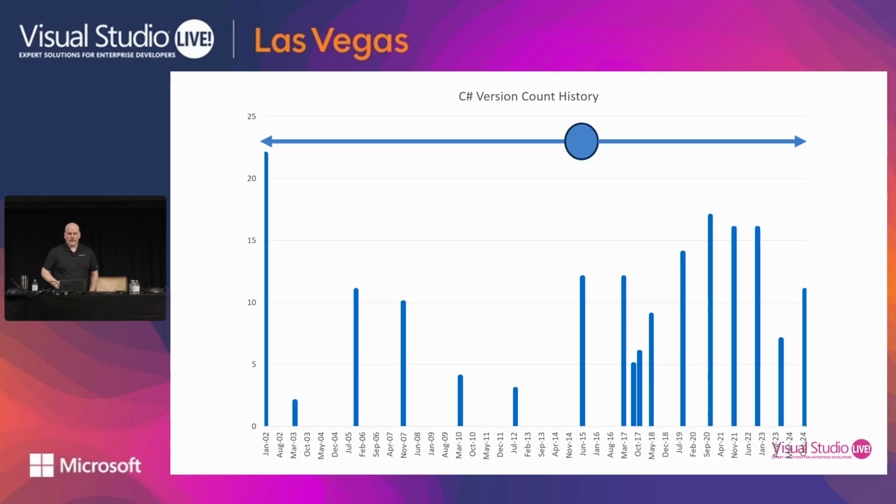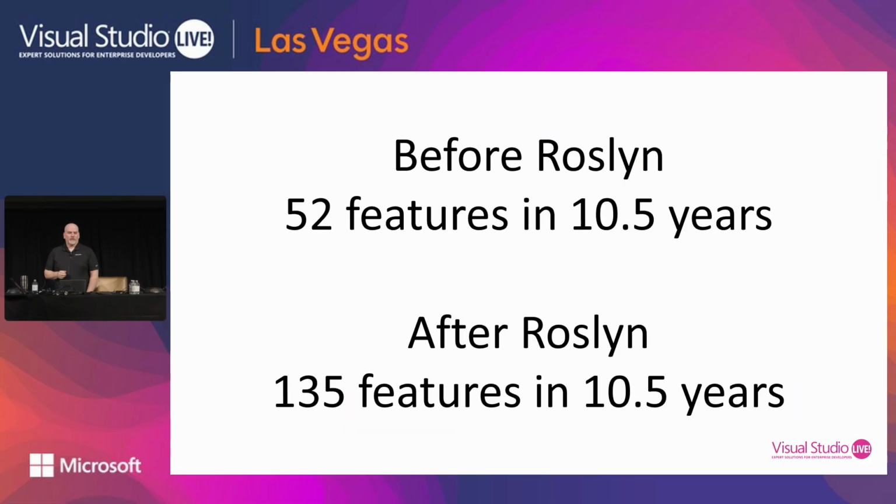And if you crunch the numbers, what you see is before Rosalind, there were 52 features in 10.5 years. And now after Rosalind, including 14, which just came out in November, we have 135 features in 10.5 years. So, again, these are just rough. What are the three lies in the world? There's lies, damn lies, and statistics, right? So this is a lot of potential hand waving, and I get that, but just take it as a very high level view of the language evolution. 5 features a year before, and now we're getting 13 features a year.